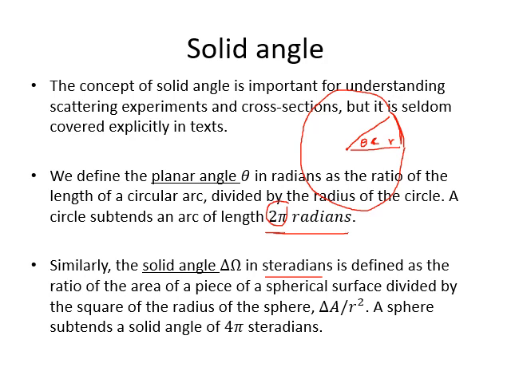And the solid angle is defined as the ratio of the area of a piece of a spherical surface divided by the square of the overall radius of the sphere. So we measure this area in terms of square radii, right? You already know that the surface area of a sphere is 4 pi r squared. So a sphere subtends a solid angle of 4 pi steradians around a point.